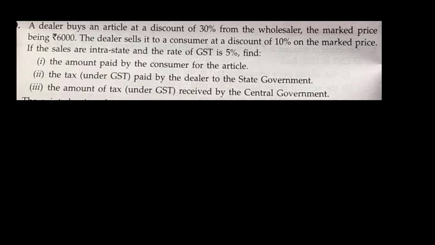Now here, 9th problem: a dealer buys an article at a discount of 30% from the wholesaler, the marked price being rupees 6000. The dealer sells it to the consumer at a discount of 10% on the marked price. If the sales are intra-state and the GST is 5%, find the amount paid by the consumer for the article, the tax, that is GST, paid by the dealer to the state government, and the amount of tax received by the central government. So SGST, CGST, everything I have to find out, and the rate we will use is 5 divided by 2%, as 5% is for the whole GST.